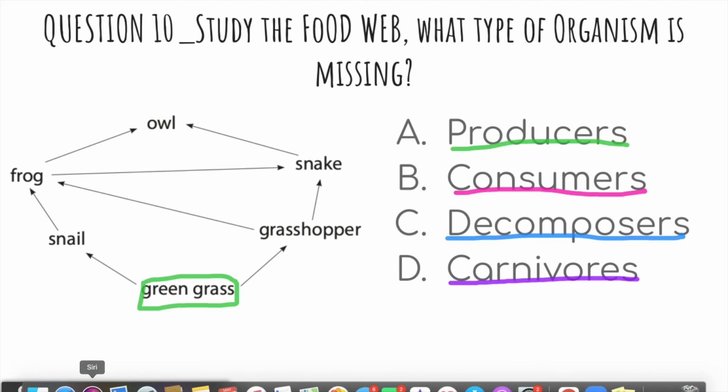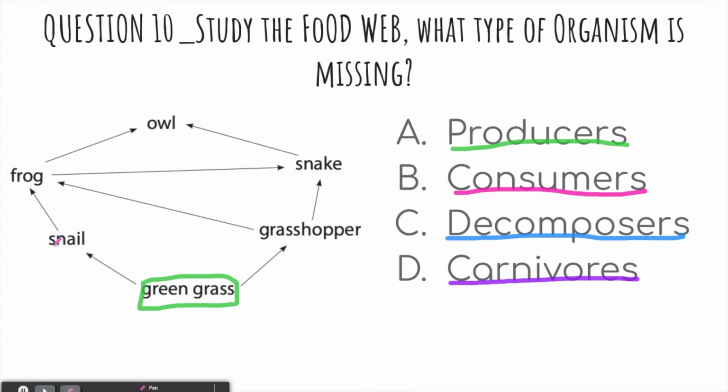That tells us that a snail has to consume or eat another organism. Since this snail is consuming another organism, it makes it a consumer. Let's keep going up this food web. If we follow the snail, we see that the snail is eaten by a frog. That means that this frog is also a consumer.